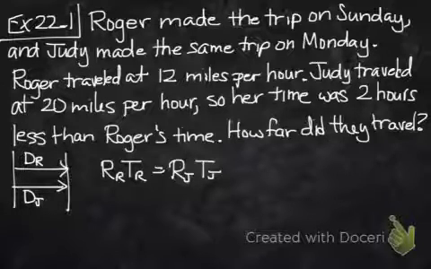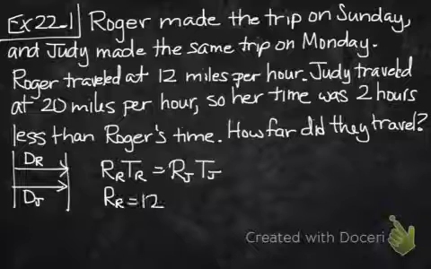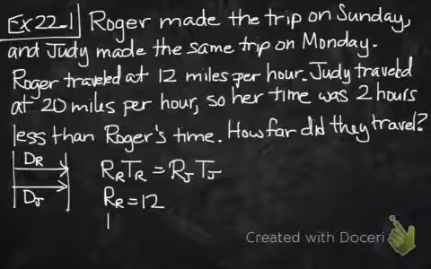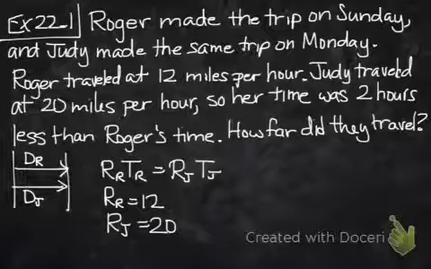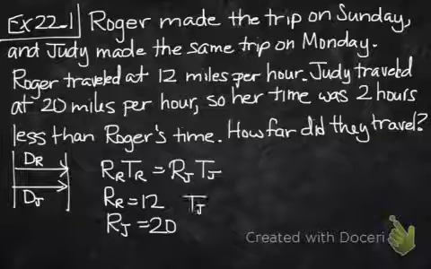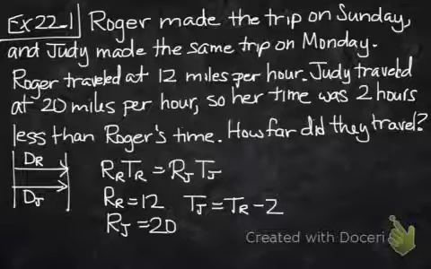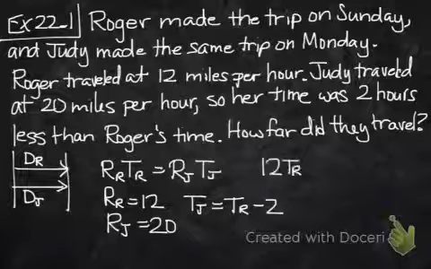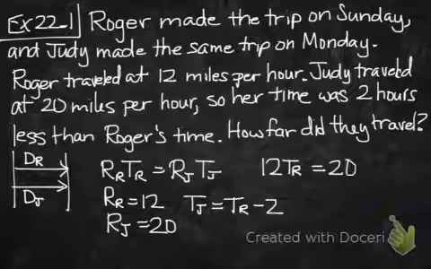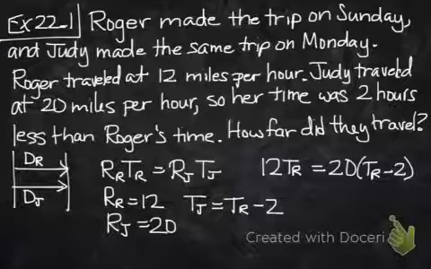And then we take the information that is given in the problem. The rate of Roger is 12, the rate of Judy is 20, and the time of Judy is 2 hours less than the time of Roger. So we can put that into an equation. Now we just plug in. R sub r is 12, so we have 12 t sub r is equal to 20 times t sub r minus 2, because we're substituting t sub r minus 2 in for t sub j.